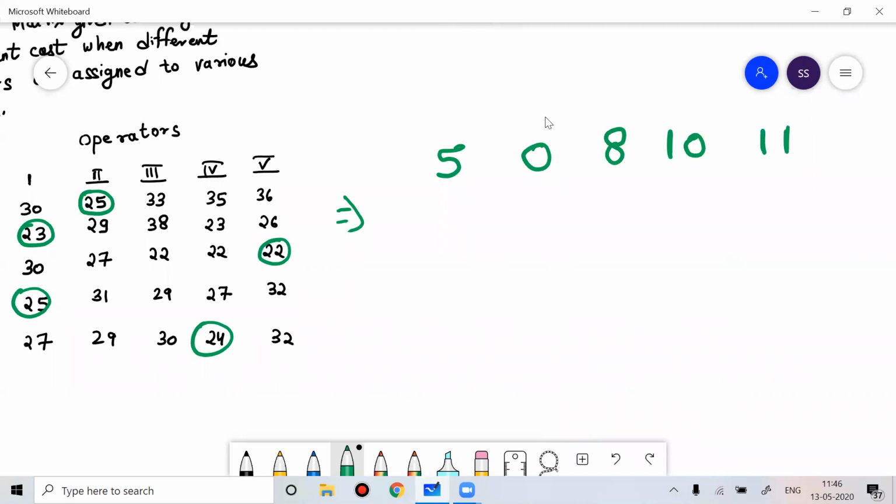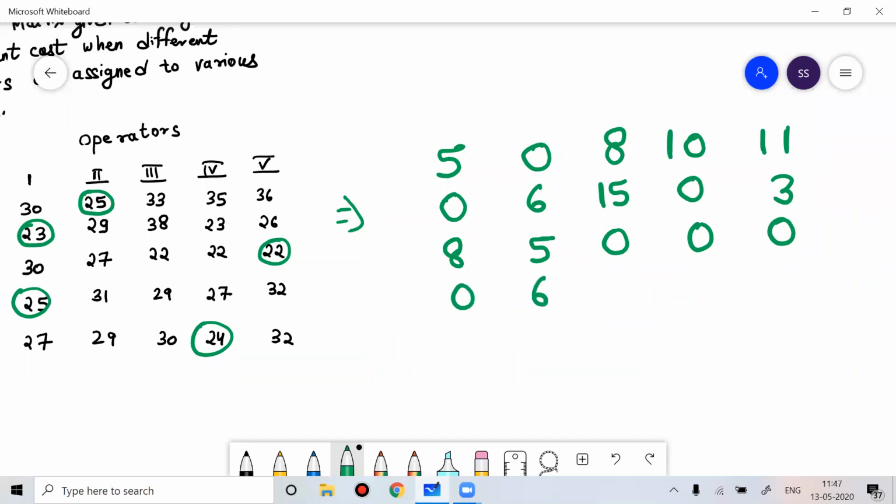Then 23 minus 23 is 0, 29 is 6, 38 is 15, then 23 is 0, 26 is 3, then 22 is 8, then this is 5, then 0, 0, 0, then this is 0, then it is 6, then 4, then 2, then 7, then 3, then 5, then 6, then 0, then 8.